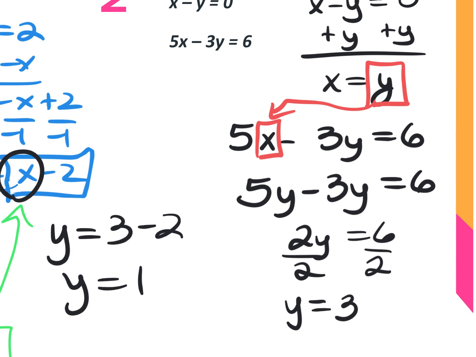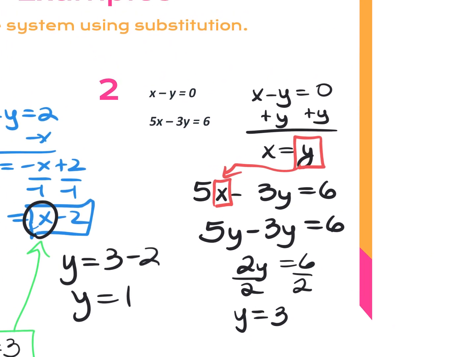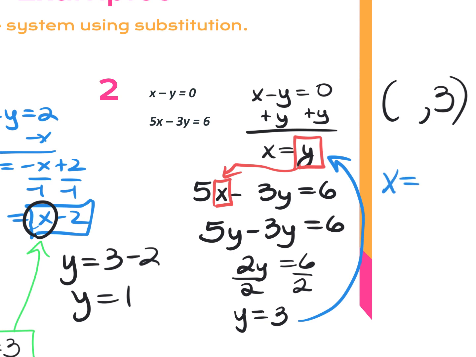Now, you don't necessarily always have to solve for x first or y. Just be nice and neat when you're solving this so you remember what you're solving for first. So far, out of my solution, I've gotten the y value. And now to get my x value, I've got to plug it back in. If I plug it into the one that I rearranged, x equals y, and y is 3, so x is also 3.